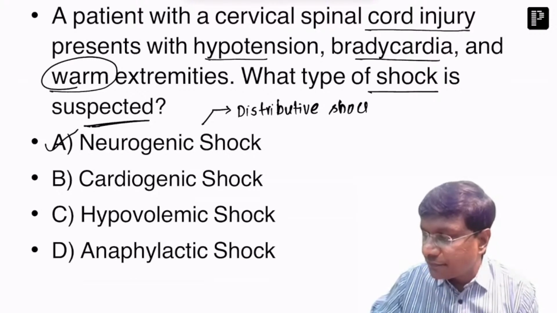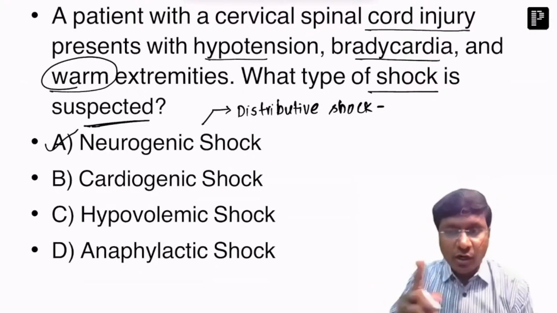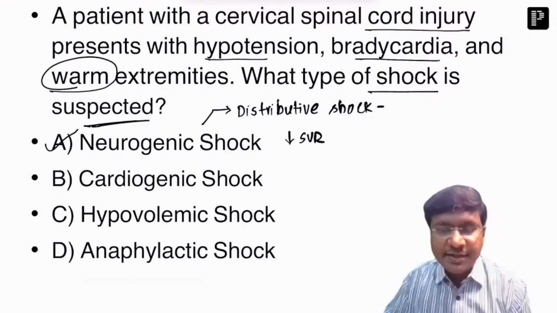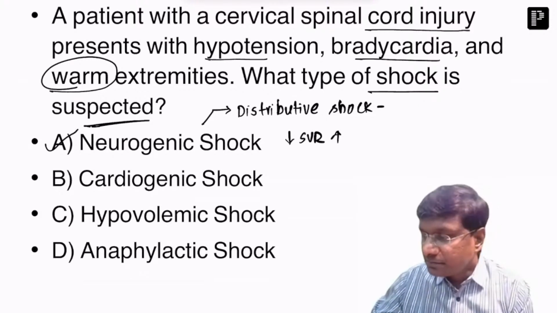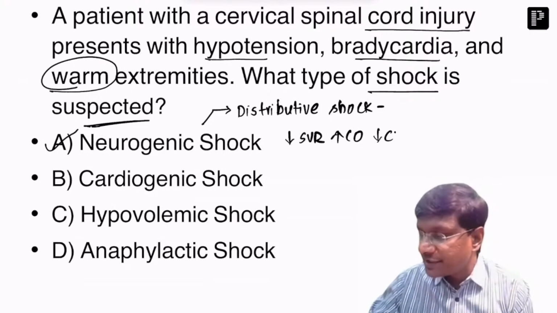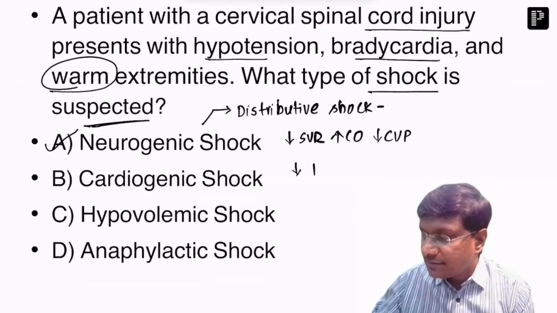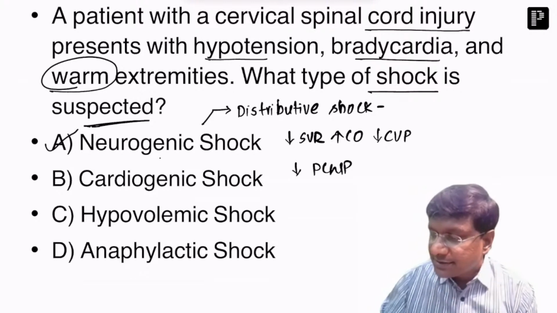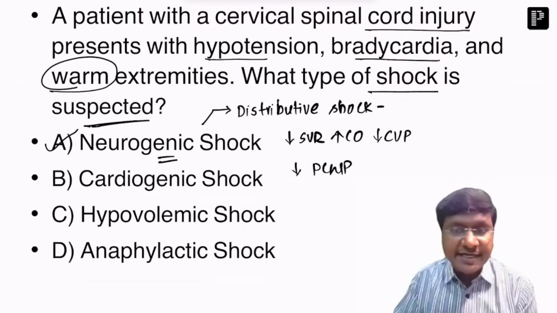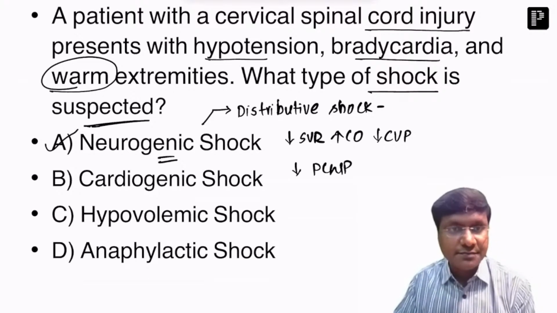So in case of neurogenic shock, what you will observe is a decrease in systemic vascular resistance, an increase in cardiac output, a decrease in central venous pressure, and a decrease in pulmonary capillary wedge pressure. That is what you will observe in neurogenic shock. Neurogenic shock is a type of distributive shock, right?